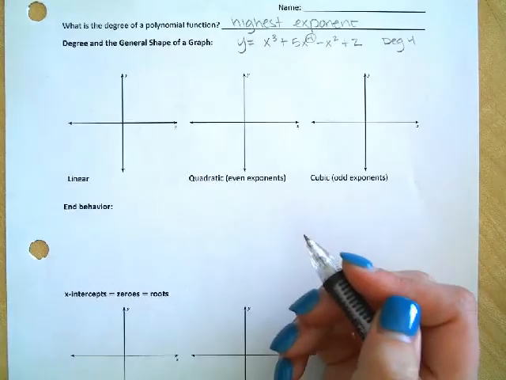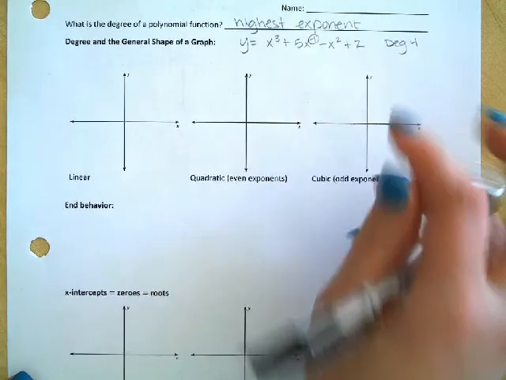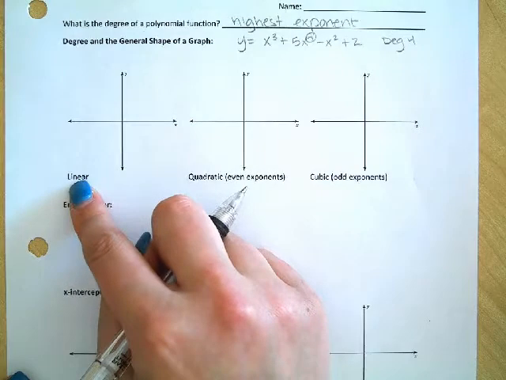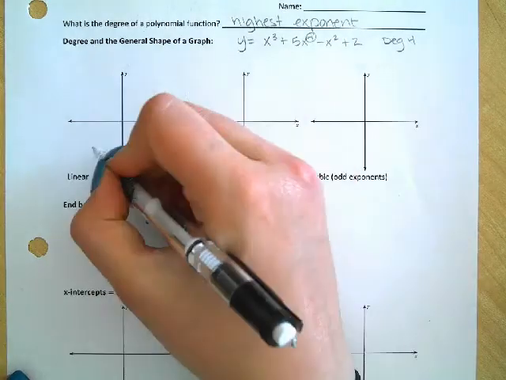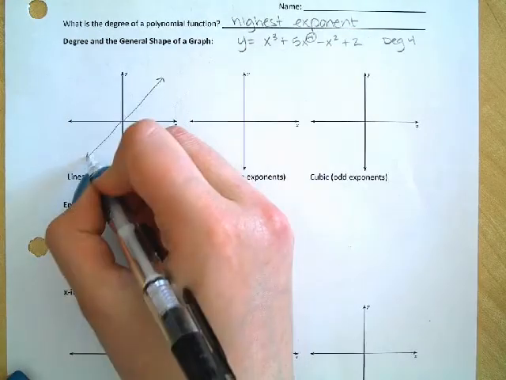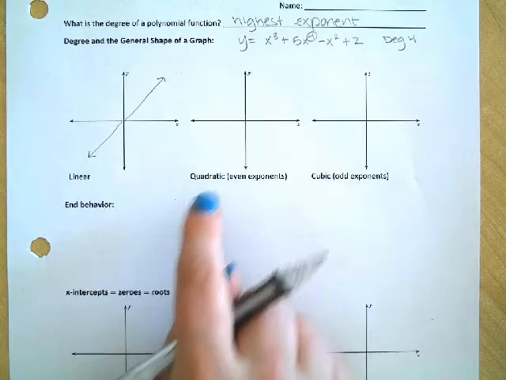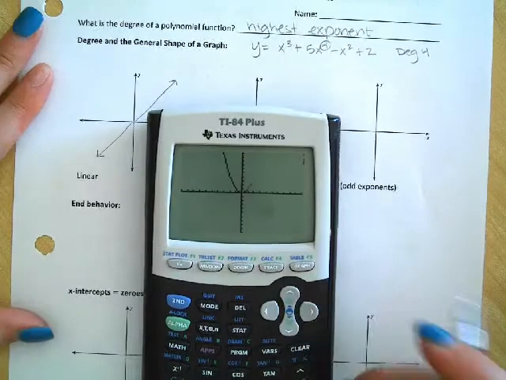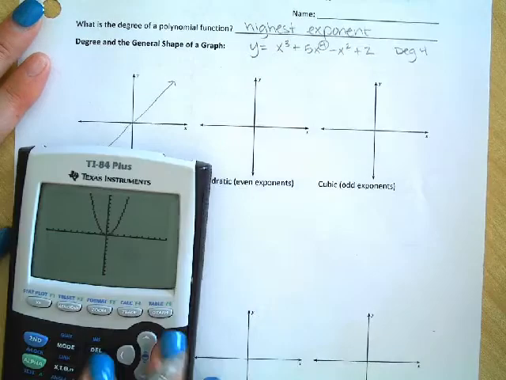Okay, so next we're going to look and see what the degree tells you about the general shape of the graph. So if the degree is 1, it's just a linear graph, and we know that linear graphs look like this. If it's a quadratic, that's a degree of 2. We've seen those graphs before. We know that those just look like the U-shaped graph.